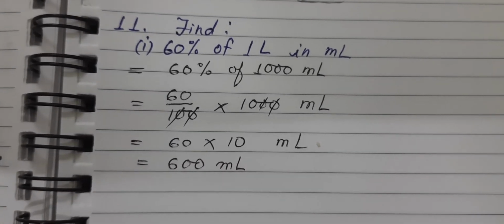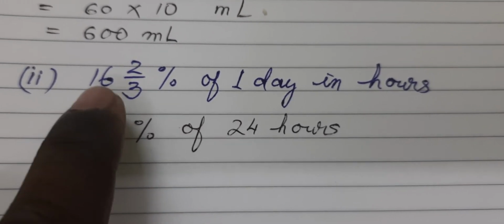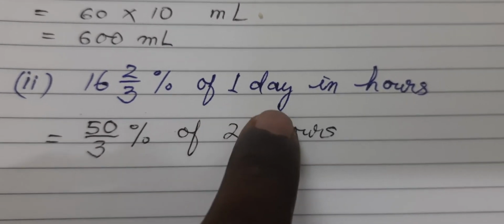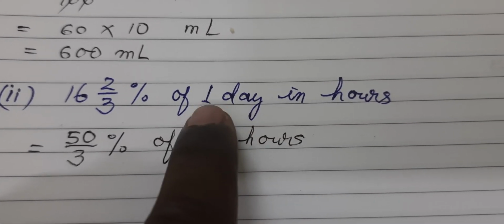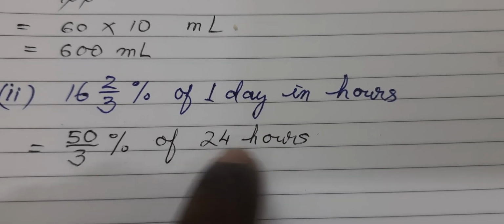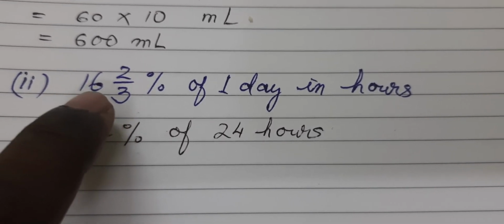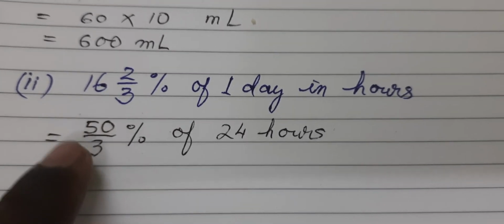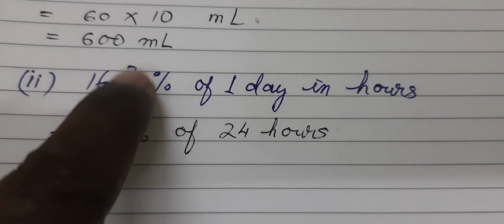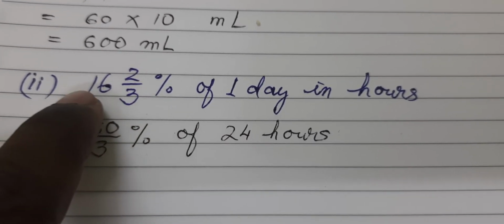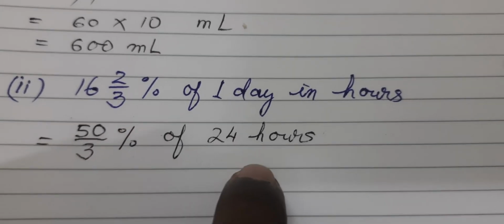Let's do part 2 of this. So our part 2, the question is 16 2/3% of 1 day in hours. So first we might as well convert 1 day into hours. 1 day has 24 hours. Also I have converted 16 2/3 from its mixed fraction to improper fraction. Denominator into number plus numerator divided by denominator. So 16 into 3, 48 plus 2, 50 by 3% of 24 hours.